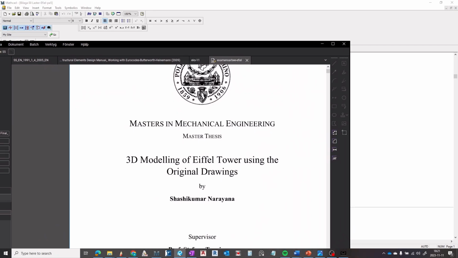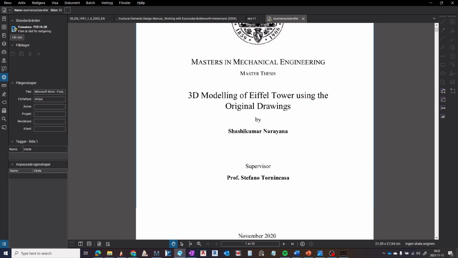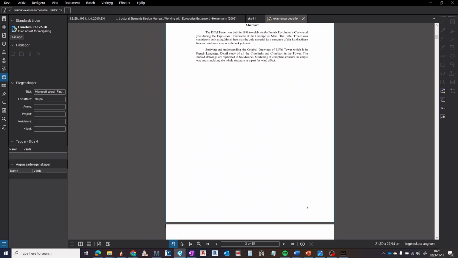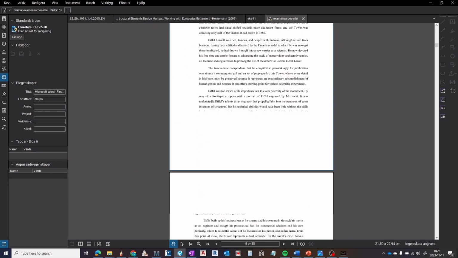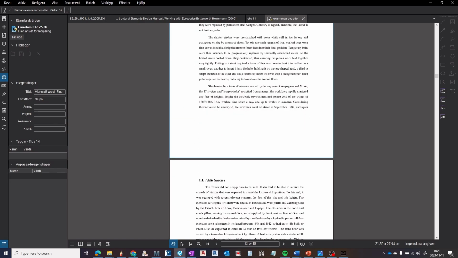Right, I found the master thesis of a mechanical engineer, 3D modeling of the Eiffel Tower using the original drawings. I was looking for the original drawings, but I couldn't find them. But in this thesis, I find many explanations about the geometry. But as I told you before, it will be a very brief, approximate calculation of loads.